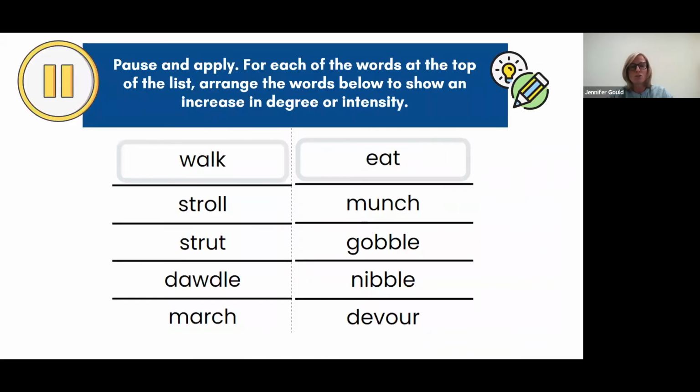So now it's your turn. Look at the list of words for walk or eat, and then take a moment to arrange one of the word lists to show that increase in degree or intensity for the verb.